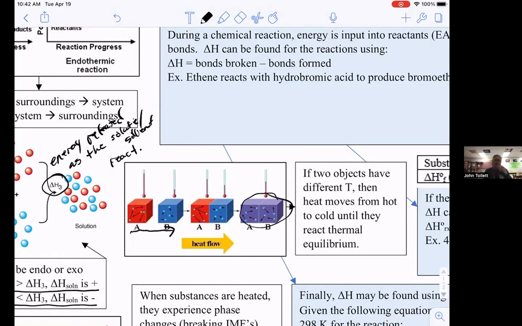Now, there's a lot of things that play into how much heat would be absorbed by each object. You would need to look at their specific heat values and how much energy is actually being given. But as a simple way of seeing how it works, heat will always flow from an object of higher energy to an object of lower energy, always moving from hot to cold until, of course, they reach thermal equilibrium, where they're both the same.